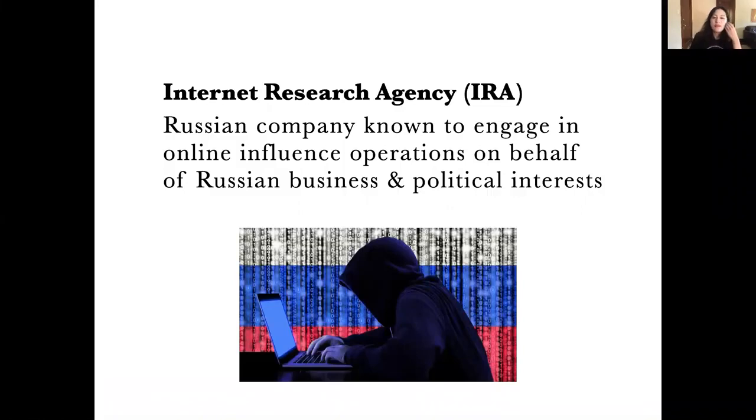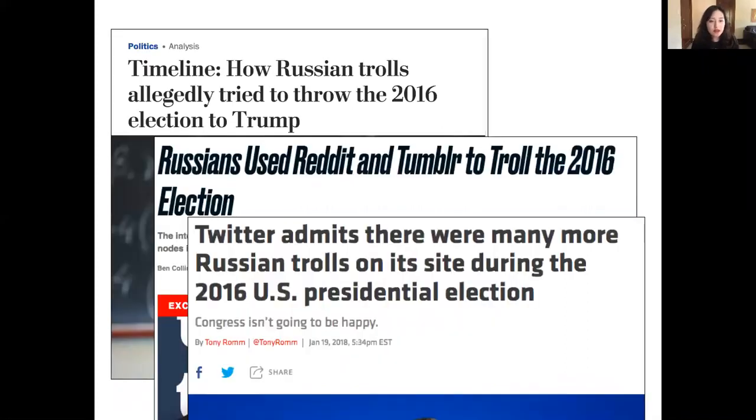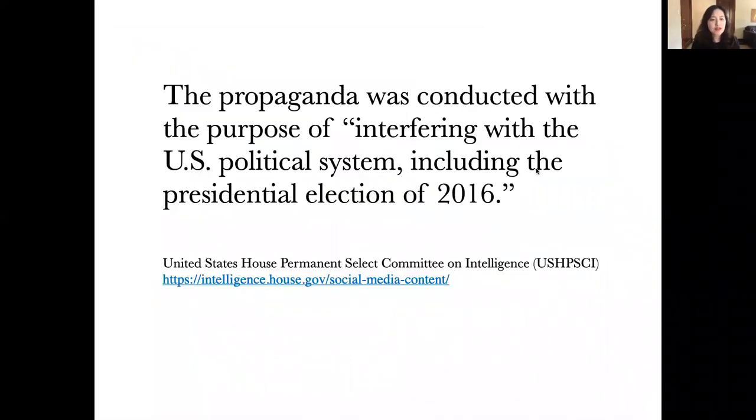I would like to start off by talking about the motivation of our work. The Internet Research Agency, the IRA, is a Russian company known to engage in online influence operations on behalf of Russian business and political interests. US intelligence agencies, scholars, etc., have found that the IRA created fake accounts called Russian trolls on various social media platforms. The IRA created Russian troll accounts to organize propaganda conducted with the purpose of interfering with the US political system, including the presidential election of 2016.